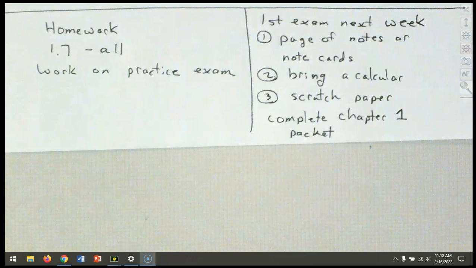So I will see everyone then next week and prepare for that exam. If you study that practice exam, you'll be fine. Very, very similar to the real one. It's just there'll be 20 questions.